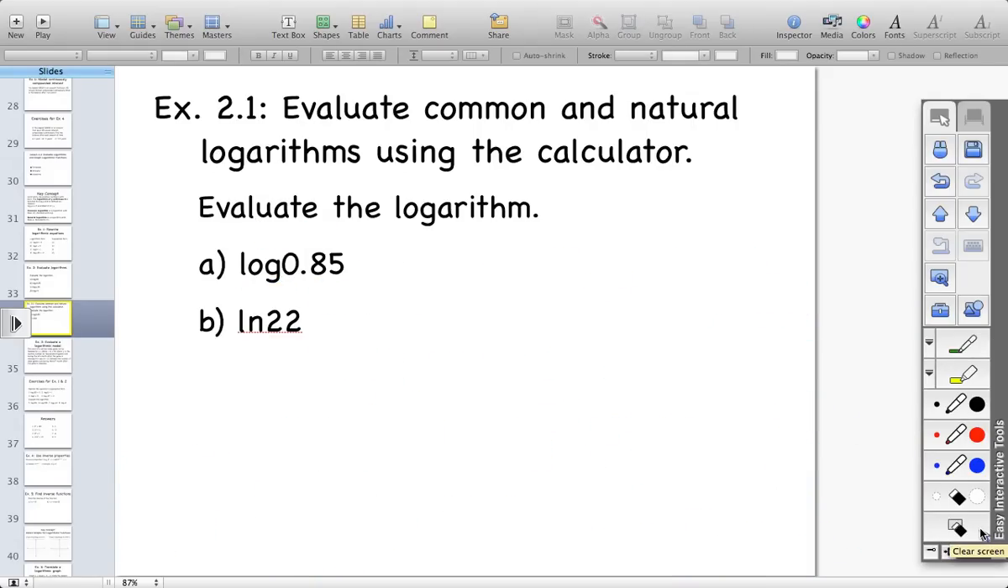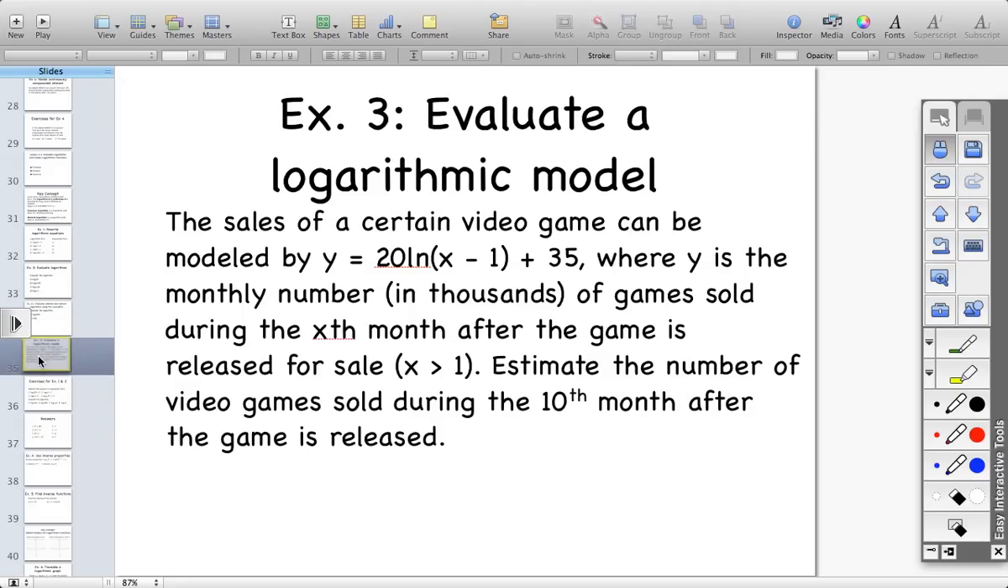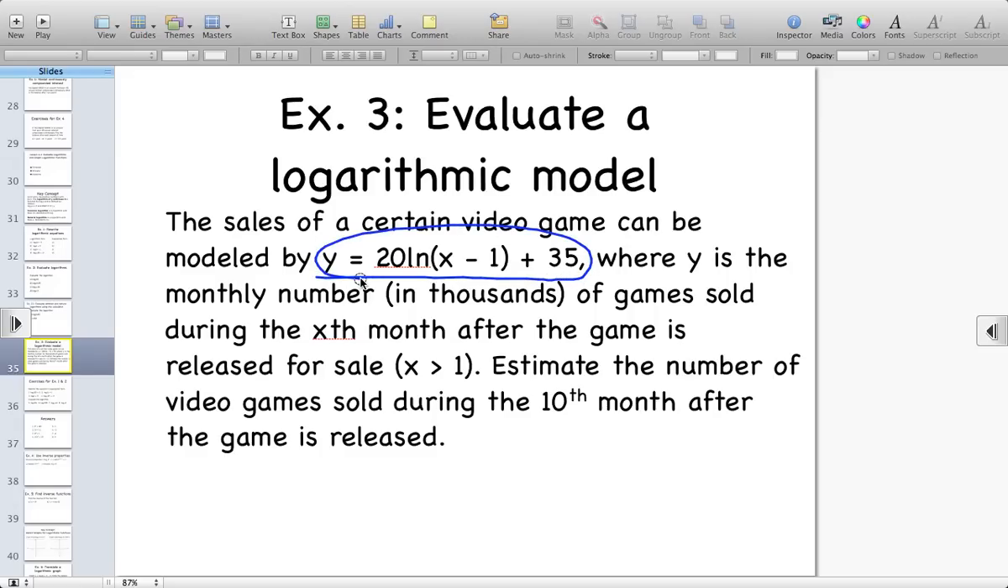Okay, now let's take a look at our next example. This is a word problem. This is kind of a real life scenario that we would use our logarithmics for. It says the sales of a certain video game can be modeled by y equals 20 times the natural log of x minus 1 plus 35. So here's this equation. All right, or y is the monthly number in thousands of games sold. In the xth month, so the xth month, x stands for the number of months after the game is released, where x is greater than 1. Estimate the number of video games sold during the 10th month after the game is released.